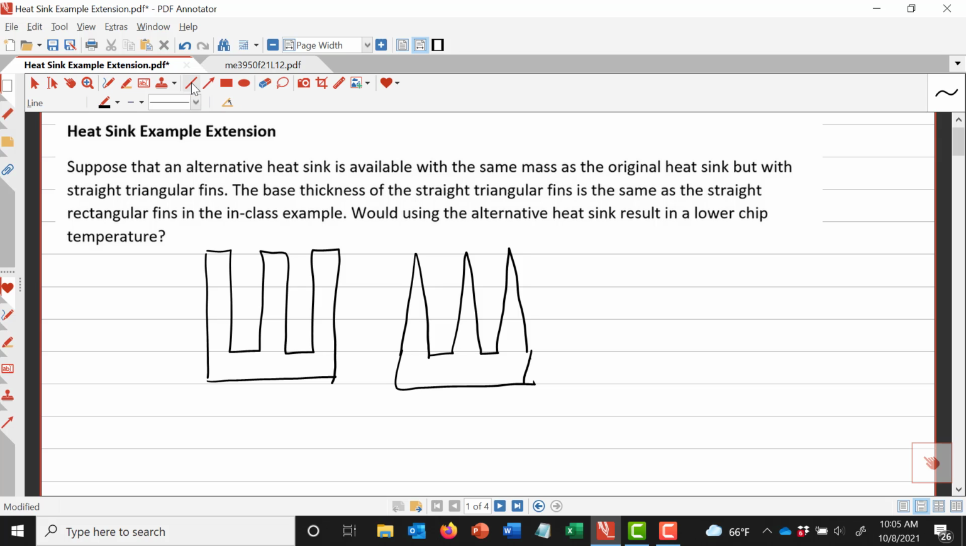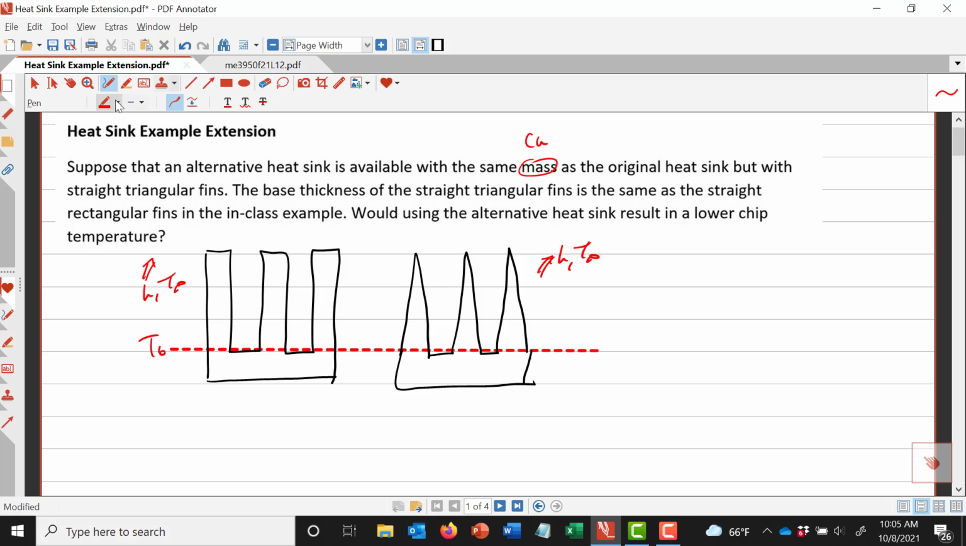Okay, and the idea is that each of these have the same base temperature. We're always starting at T sub b, working our way out to T infinity in both cases here. And the idea is that since the mass is the same for both of the heat sinks, therefore the volume must be the same because they're both made out of copper.